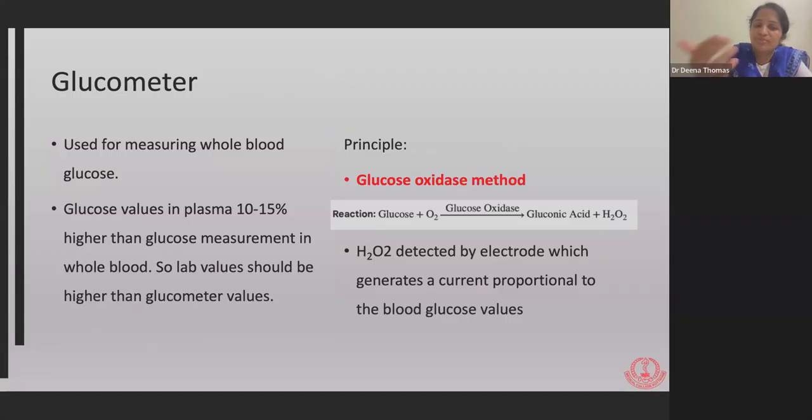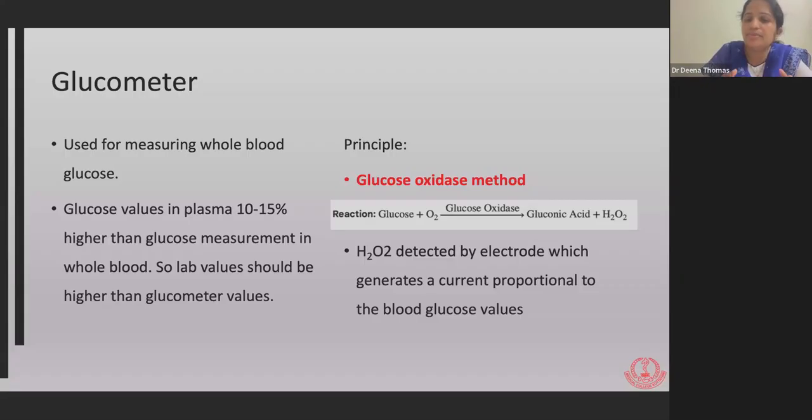So lab values should be higher. Just take care of the note that in ideal scenarios, it should be higher than the glucometer values. But in my personal experience, and yours, whenever you send lab values for a hypoglycemic baby, they usually come lower than the glucometer values. It is not that they are not measuring plasma values. It is probably because of the time delay from the time you take the sample to the time they process it. That delay is what causes a drop in the plasma values. Otherwise, in an ideal scenario, the plasma values should be 10 to 15% higher than the blood glucose measurement.